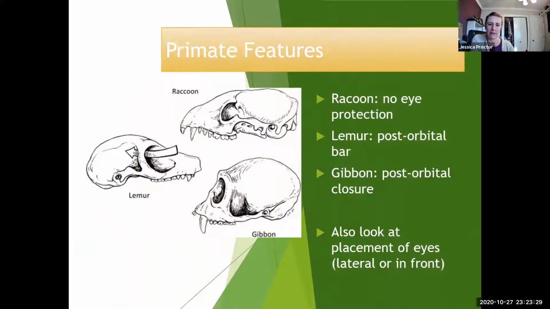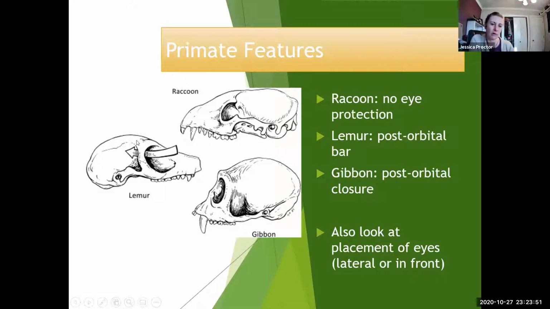All right, so some pictures of what I mean by post-orbital closure. If you're attempting to determine, first of all, let's determine if we're even looking at a primate. So you can see here this raccoon skull. You can see there's an opening here into the orbits, and there's not even a bar right there. So if there's an opening and there's no bar, then you know that you're not looking at a primate.